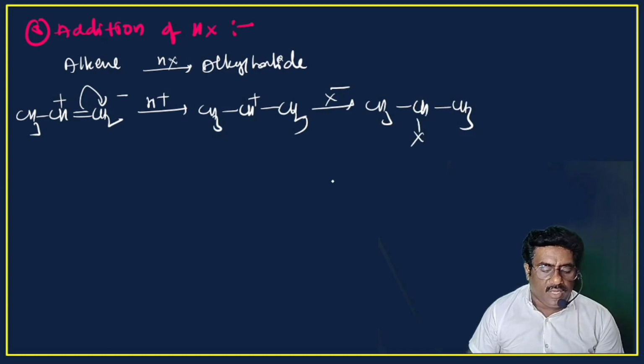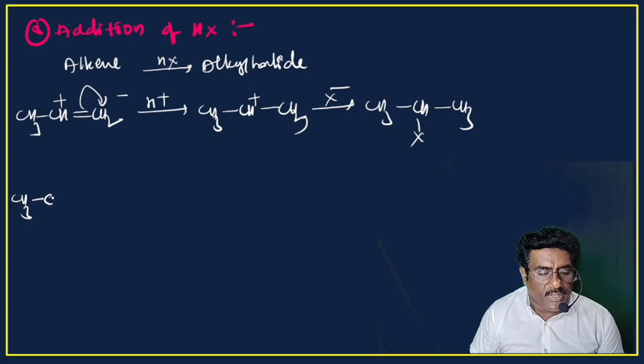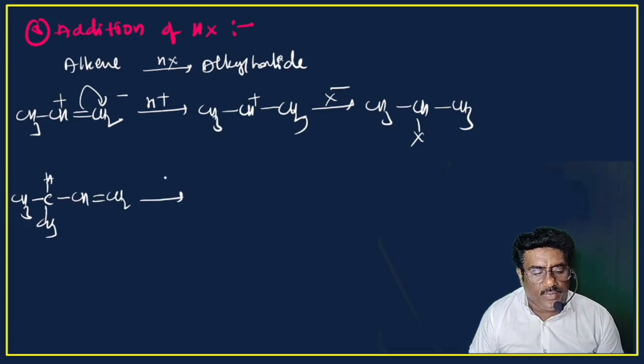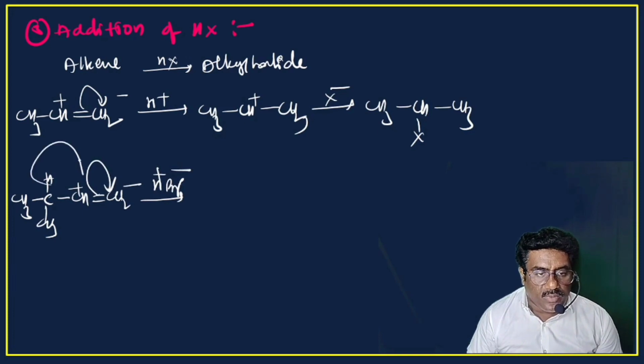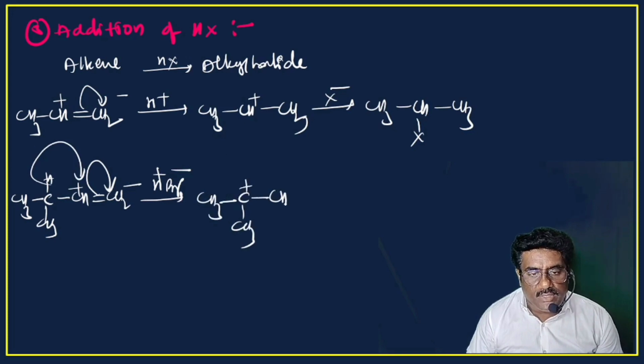Again I am writing one example. See, CH3, CH3 and CH=CH2 in the presence of hydrogen bromide, H plus Br minus. So the pi bond is shifted. So it forms what? Here getting positive, here getting negative. Hydride shift, it forms CH3 positive charge, CH3, CH2 and CH3.